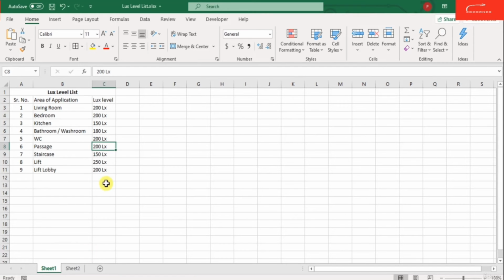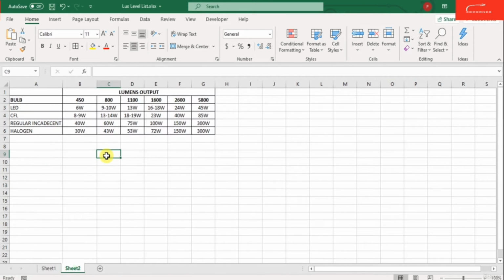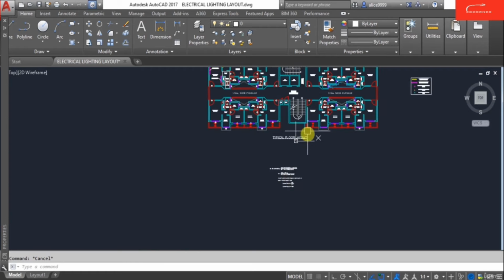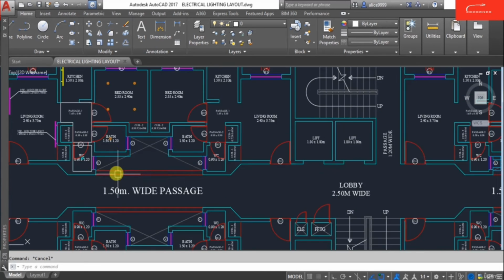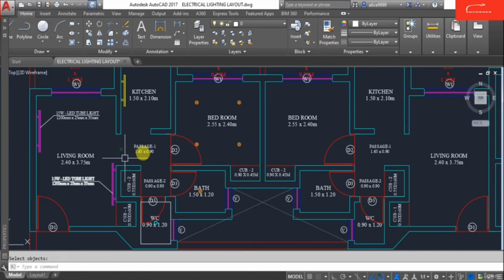Now taking this lumens output, I will find out which luminance is applicable for the passage area. This is around 1100 lumens output. So if I am taking the LED, it will be 13 watt. So I need to put the 13 watt LED or the 13 watt tube light into this area.